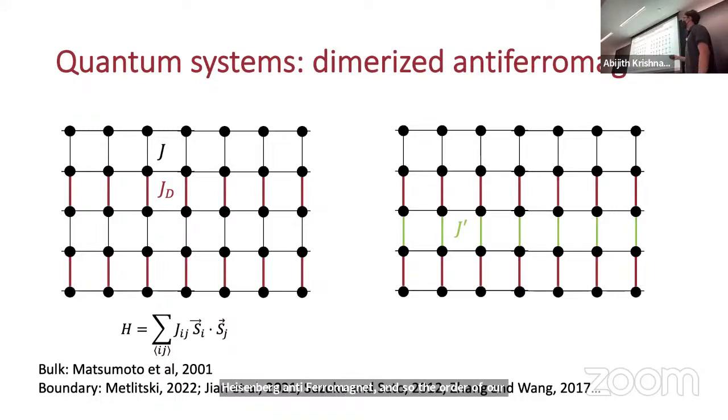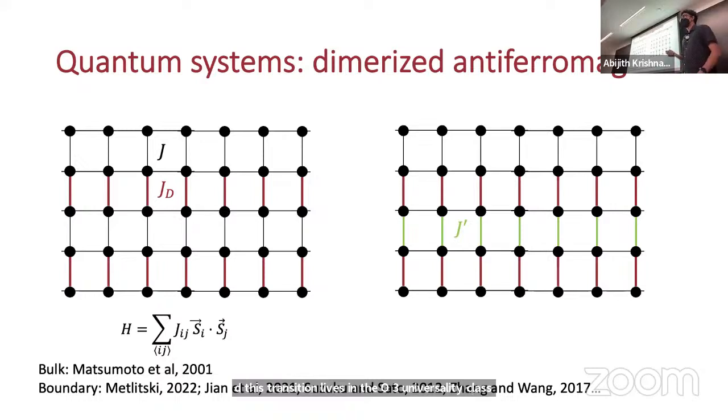Now, if JD is much larger than J, we'll end up getting singlets on these bonds over here. And so instead of having Néel order, we have just rows of singlets. And thus there must be a transition between these two different ground states. And this transition lives in the O3 universality class.